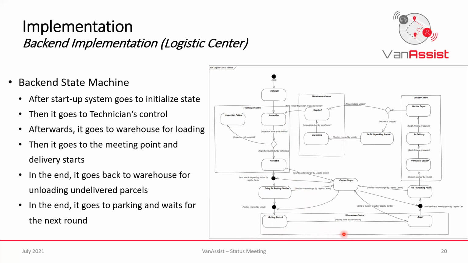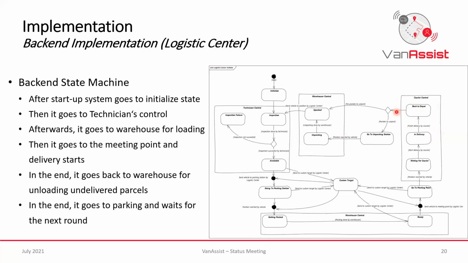And then when the packing is finished, it goes to ready state, which means that it's ready for the day. When it's ready, the next state is going to the meeting point, or driving autonomously to the meeting point. When it arrives at the meeting point, the state changes to waiting for courier. When the courier comes and drives, the vehicle goes to in delivery state, and at the end of the day, when the delivery is finished, it goes back to the depot.